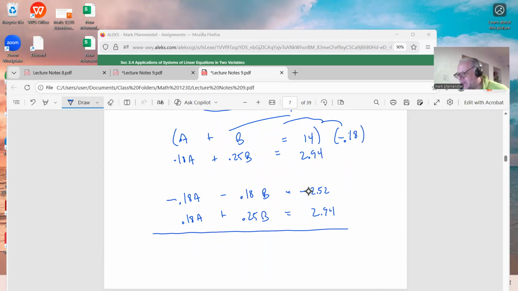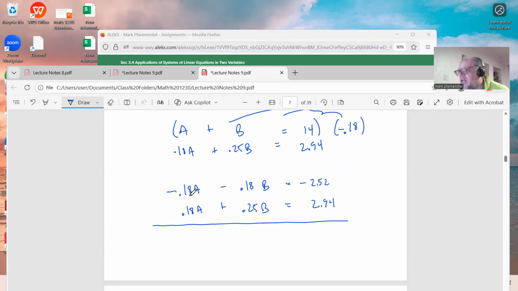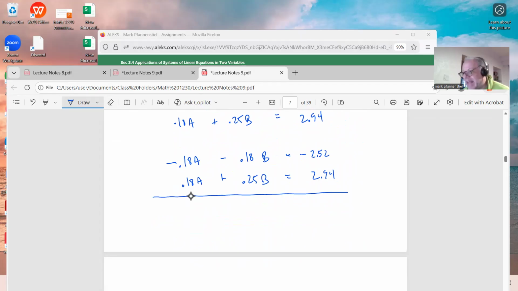And we're going to add these because I wanted to do elimination. The whole point is that the a's go away. I've got 0.25 minus 0.18. I believe this is going to be 0.07b equals. And now I have to take 2.94 minus 2.52. Okay, and I got 0.42 here. All right, let's say 0.07 to be proper.